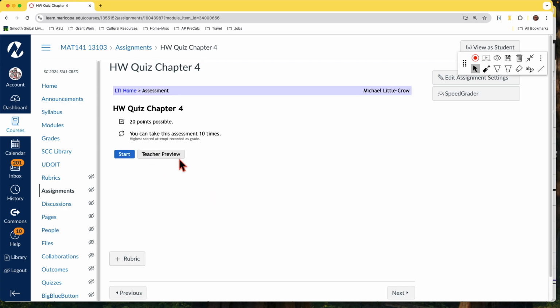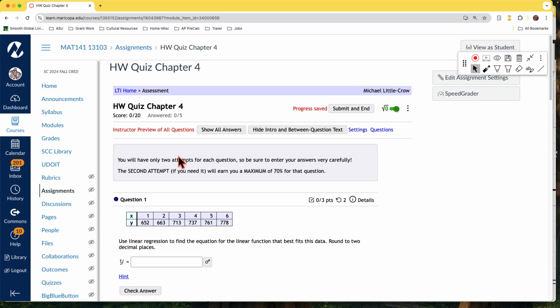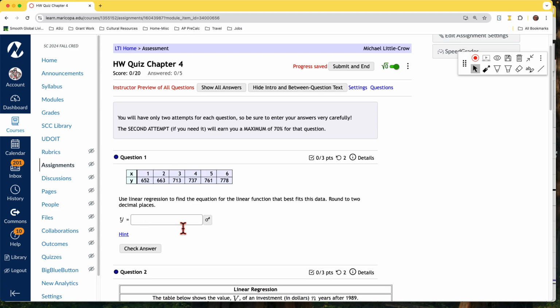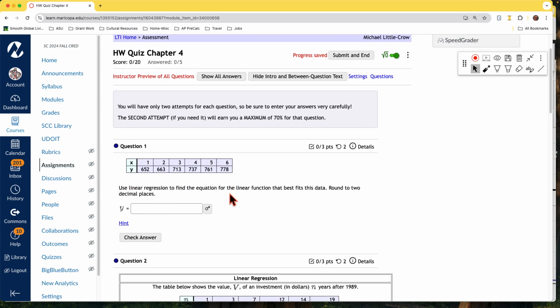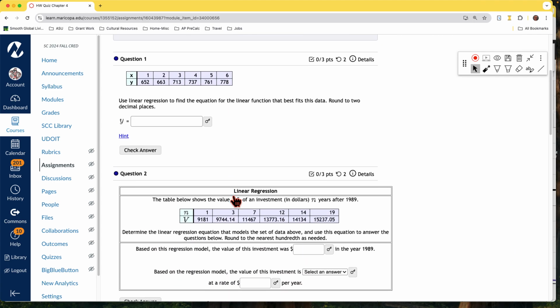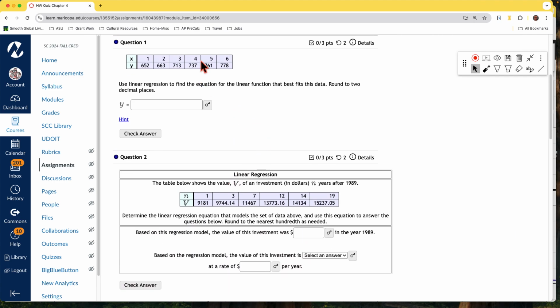Reset. Okay. So the first one is just they want the equation. So they give us the x and the y values. I'm going to go up here. So I'm going to put them up here. Again, we're going to enter these into Desmos, and we're going to get the equation. And notice they want everything rounded to 2 decimal places. The instructions are here. Use linear regression to find the equation for the linear function that best fits this data, down to 2 decimal places.